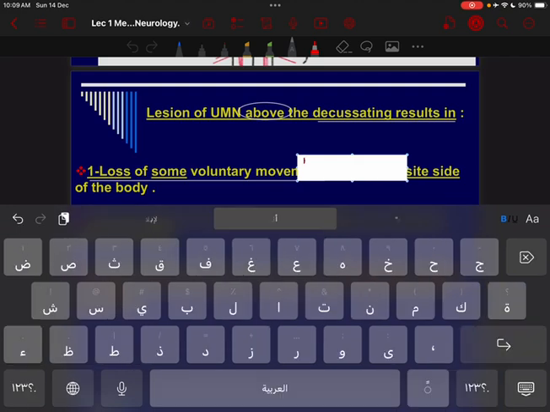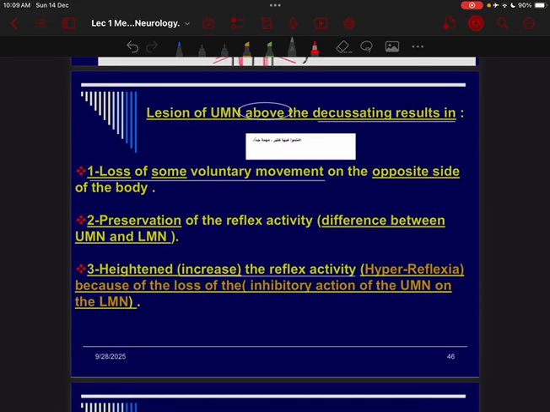We have the following signs. Number one, we have loss of some, not all, voluntary movement on the opposite side of the body. Monoplegia, if it is in the motor area of the cerebral cortex. Okay, that's upper motor neuron.